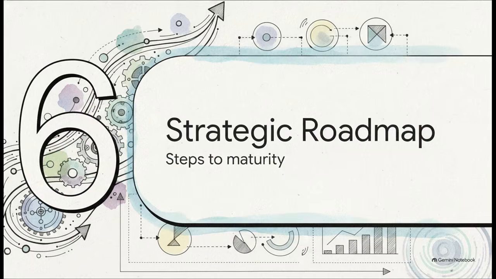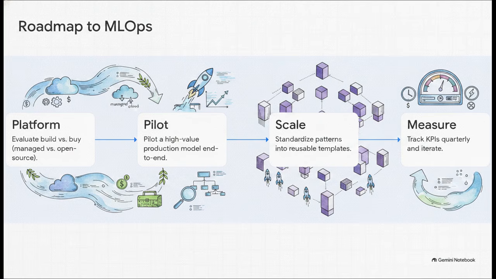And that leads us perfectly into Section 6, Strategic Roadmap to MLOps. So, here is your strategic roadmap for actually transforming those ad hoc workflows into a mature MLOps practice. Step 1 is platform selection. You have to decide whether to buy a managed cloud platform to reduce overhead or build an open source stack to get more flexibility. Step 2 is super crucial. Pilot a single high-value use case end-to-end. You do this to validate your tooling and prove the ROI.